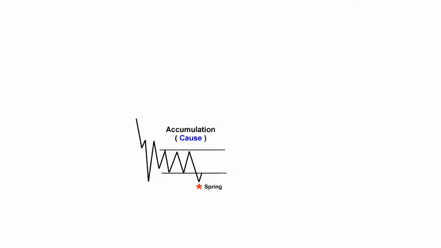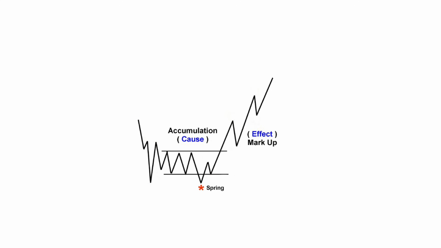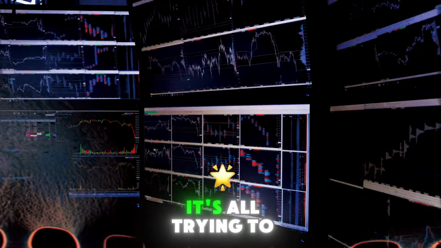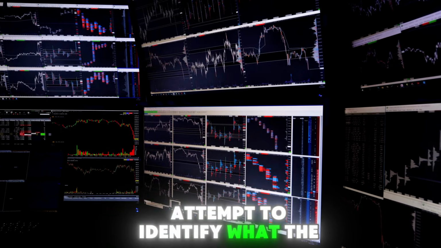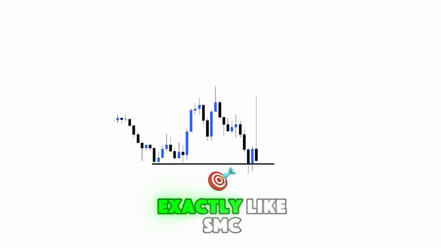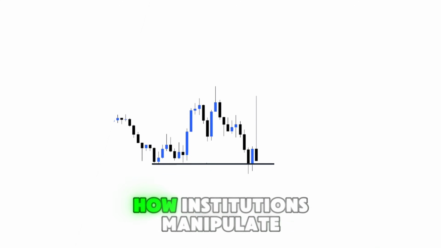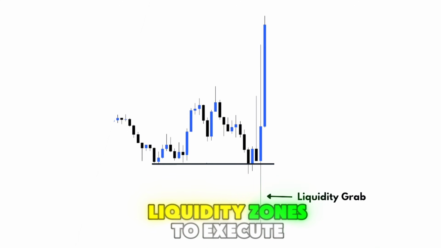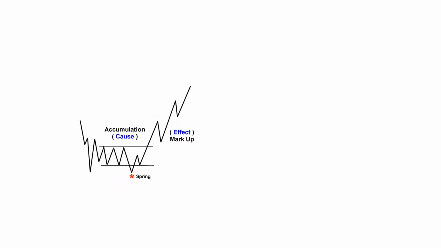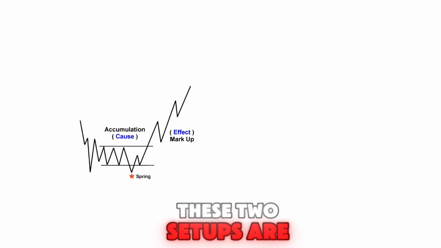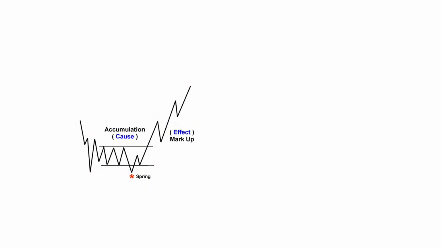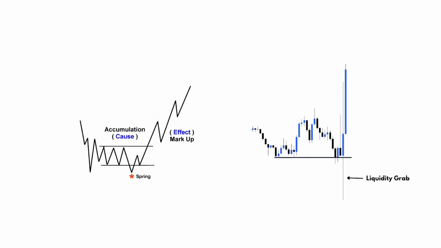Let's start with the Wyckoff Method. This strategy focuses on understanding market cycles: accumulation, markup, distribution, and markdown. It's all trying to identify what the big players, banks and institutions, are doing and following their lead. Exactly like SMC, which is all about understanding how institutions manipulate liquidity zones to execute their trades. Now, here's where it gets interesting. Look at how similar these two setups are. A Wyckoff spring, where price dips below support to trap sellers, is almost identical to an SMC liquidity grab, where price sweeps a key level to trigger stop losses before reversing.